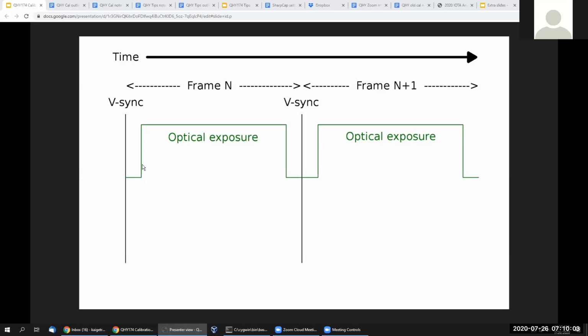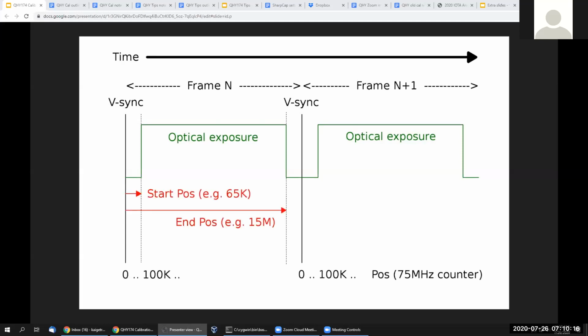But instead, there's some sort of electronic gap here for whatever reason, okay? And similar at the end, the expected end of exposure might not correspond with the real optical end of exposure. So our goal with calibration is to find these 2 points here, the start position and end positions. Basically, the real time offset from vertical sync, start of frame, for the start of the exposure and the end of the exposure. And they are defined in terms of the counts on a 75 megahertz clock.